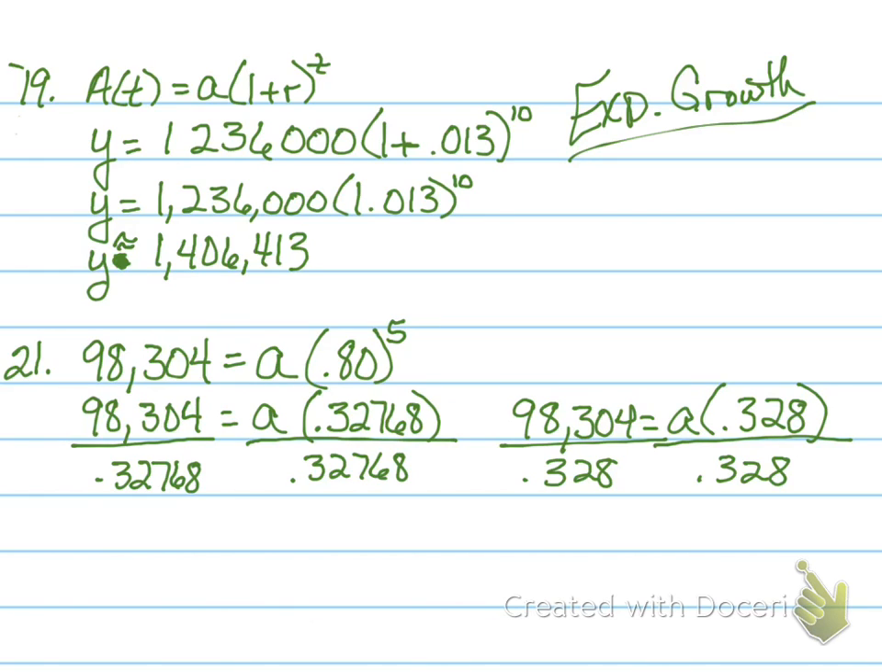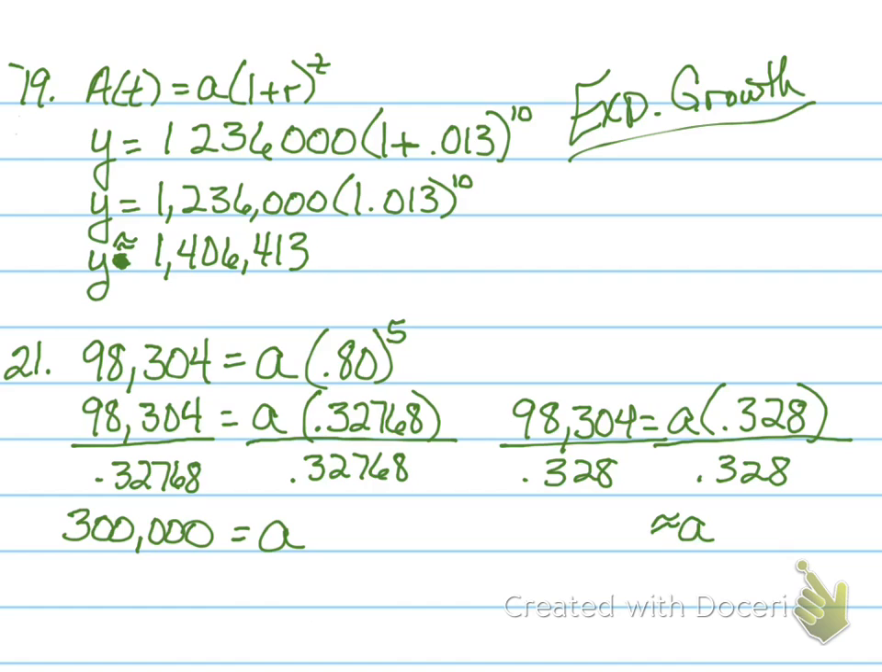Okay, so we end up either A is equal to this or A is approximately this. So 98,304 divided by 0.32768 gives me $300,000 as a beginning price.